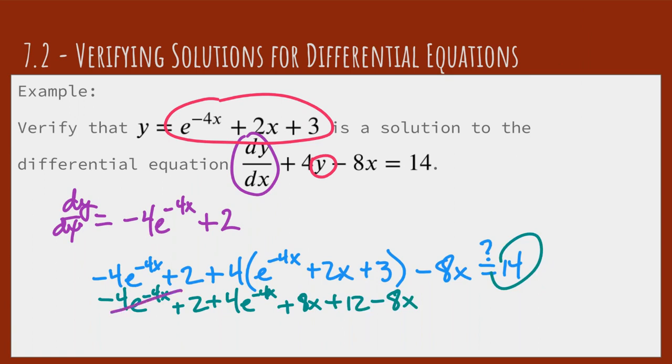So the negative 4e to the negative 4x and the positive 4e to the negative 4x, those cancel each other out. The plus 8x and the minus 8x cancel each other out. So all that's left is the 2 plus 12, which is 14, which confirms then that this equation is true. So we have 14 equals 14, and we have confirmed that this function is a solution to this differential equation.